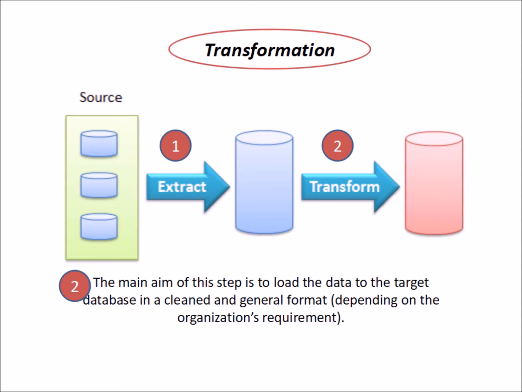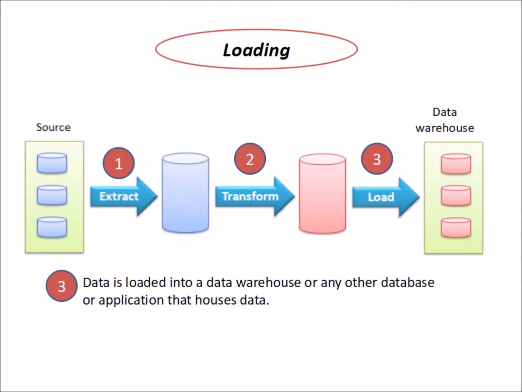Transformation is the process of converting the extracted data from its previous form into the form it needs, so that the data can be placed into another database. The main aim of this step is to load the data to the target database in a clean and general format, depending on the organization's requirement. Loading is the process where data is loaded into a data warehouse or any other database or application that houses data.